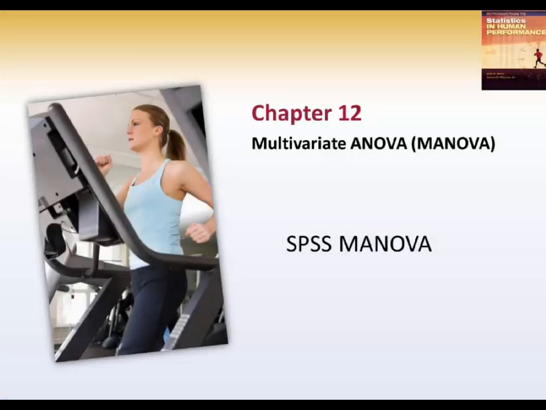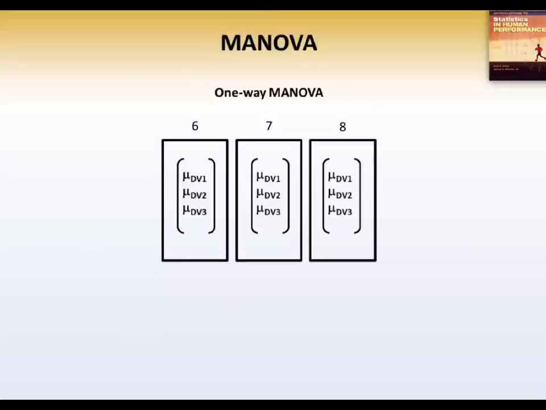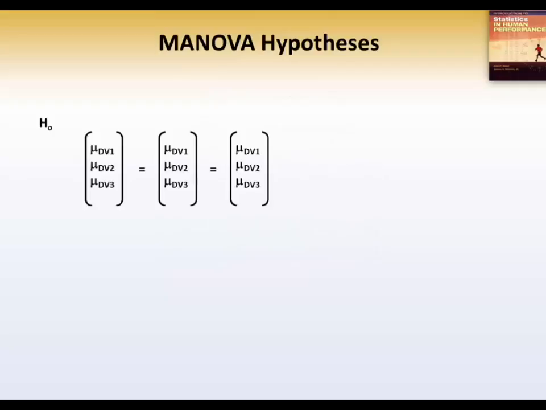We'll now demonstrate how to conduct a MANOVA with SPSS. Remember again, it's going to be a one-way MANOVA, meaning we have one independent variable, and that independent variable is going to be grade. Grade 6, grade 7, and grade 8. But there are three dependent variables.